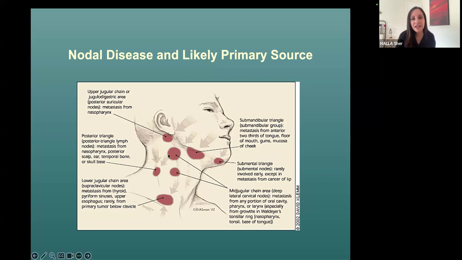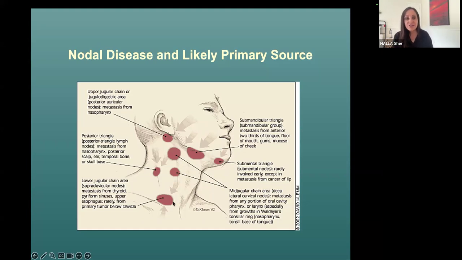In these middle jugular chain lymph nodes, we see pathologic lymphadenopathy for any portion of the oral cavity, the oropharynx, or the larynx. And particularly in this region, we see metastasis from primary tumors arising from the area of Waldeyer's ring. So nasopharyngeal carcinomas, tongue-base tumors, and tonsillar cancers. We will often see metastasis here.